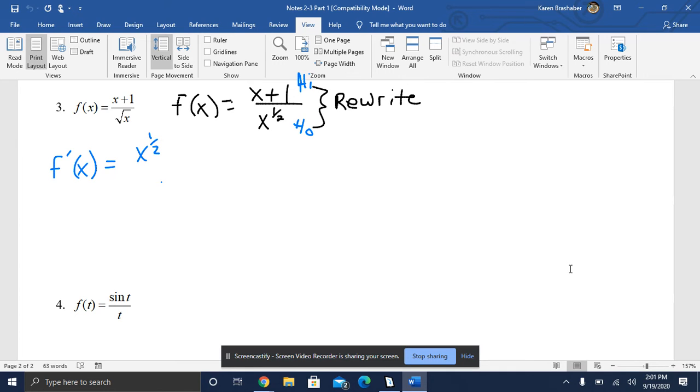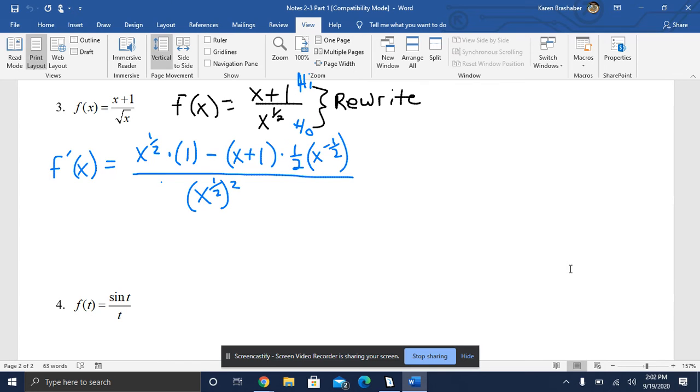So x to the 1/2 times the derivative of the top, and the derivative of x plus 1 is 1, minus high d ho. So the top, which is x plus 1, and the derivative of x to the 1/2 would be 1/2 times x to the negative 1/2, because we'd have to subtract 1 from our exponent. And then all of this is over ho-ho, which would be x to the 1/2 squared.